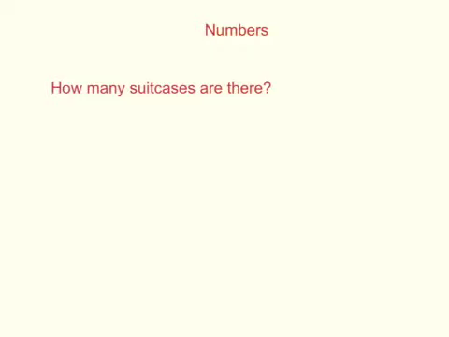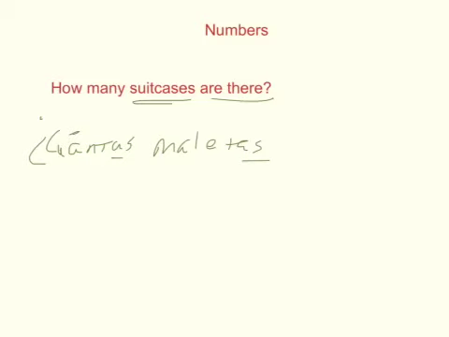Alright, so first we need to ask ourselves, what is it that we're talking about? We're talking about suitcases. The word for suitcases is maletas. Maletas is feminine. There's more than one. So our word for how many is going to be cuántas. Make sure it's cuántas, not cuántos. Make sure you get an accent on that A. Start your question with an upside down question mark. And then the word for are there is hay. So how many suitcases are there? And with a question mark.